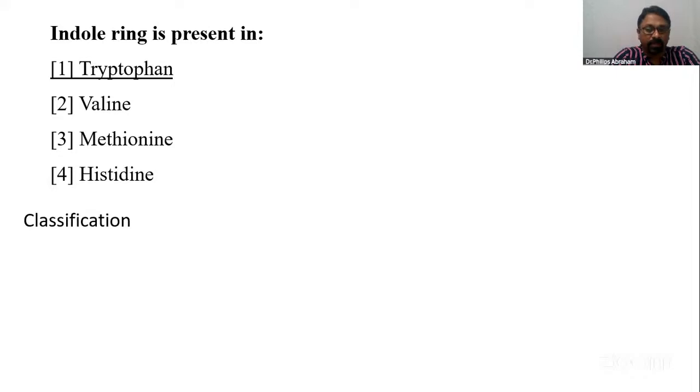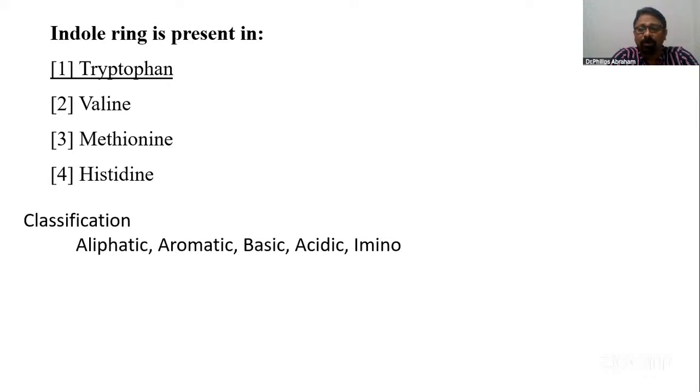So, classification of amino acids. How many amino acids are there? We have studied just 20, but now two more have been identified. I'll come to that later. First, on the structural basis, we have aliphatic, aromatic, basic, acidic, and one more, the imino acid. Proline is an imino acid. That's one important fact you should not forget. So that's one classification. I'll come to those terms later.